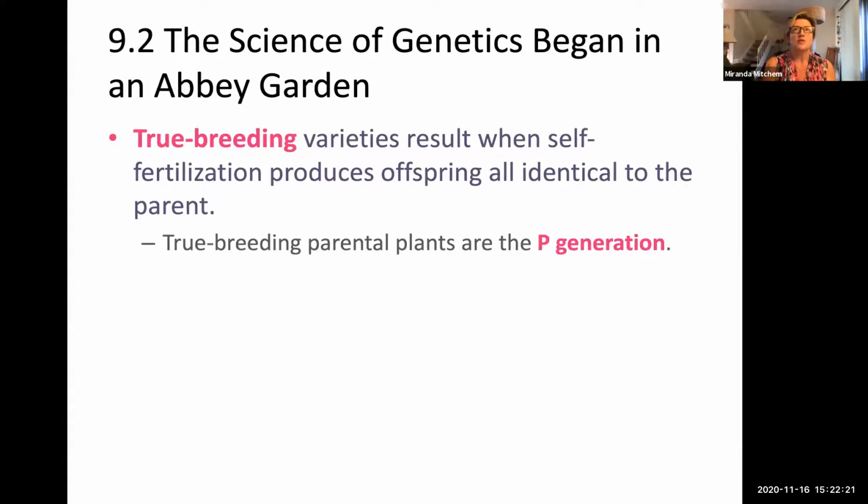So in order to do this properly, Mendel needed what is called a true breeding variety. And this is simply a result of self-fertilization. So all the offspring look just like the parent because there's no genetic mixing from 2 sources. We're looking at the genetics of one parent being passed to progeny. So true breeding parental plants are the parental generation again.